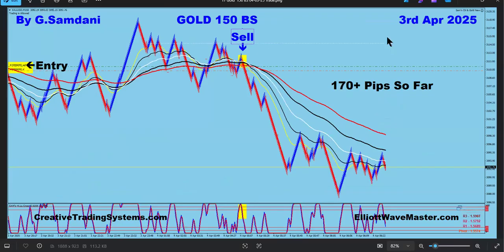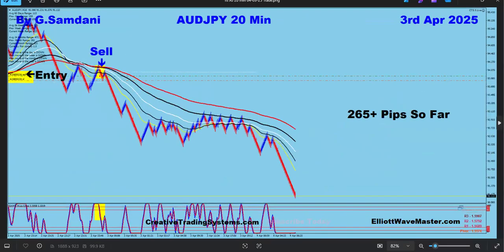And I have the before chart for this one as well. Let me see if I have it here. This is for 170 pip. And then Aussie Yen, I'll show you the gold chart later on. Aussie Yen going down here to 265 pip.